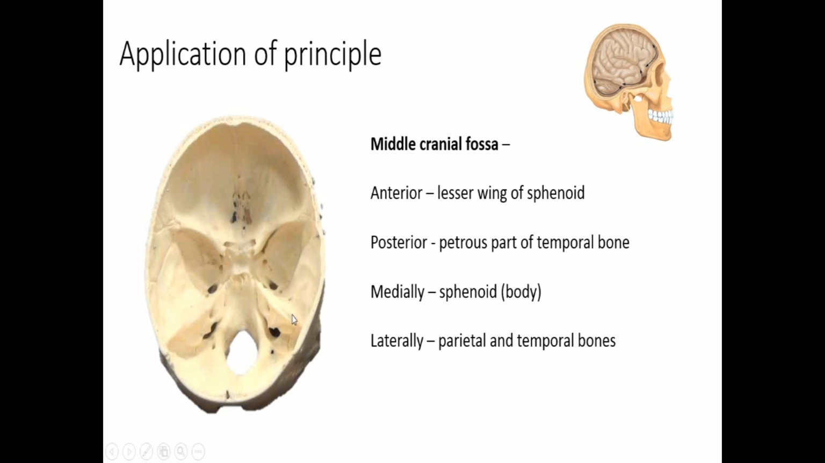the temporal bone. Medially, you would see the body of the sphenoid, and laterally you would see parts of the temporal as well as parts of the parietal bone. The middle cranial fossa, if you look at this image superiorly, would lodge the temporal lobe of the cerebral hemisphere.